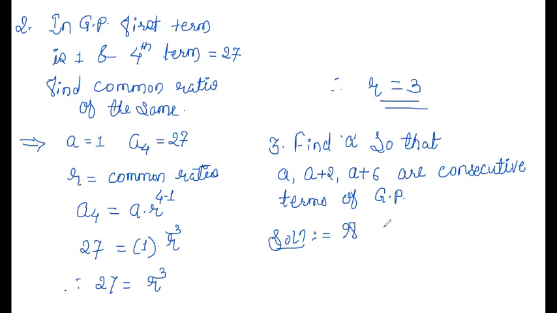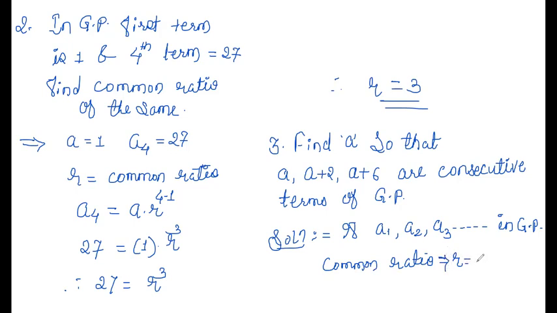If a1, a2, a3 are in geometric progression, that common ratio is r. Common ratio is equal to r. आणि r कसा फाइंड आउट करतोय आपण? r is equal to a2 divided by a1, which is equal to a3 divided by a2, which is equal to a4 divided by a3, and so on. In this way we are taking that common ratio.